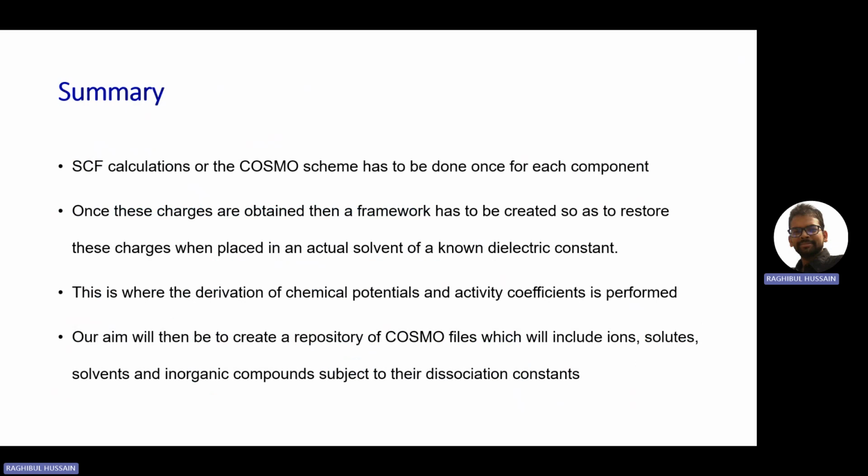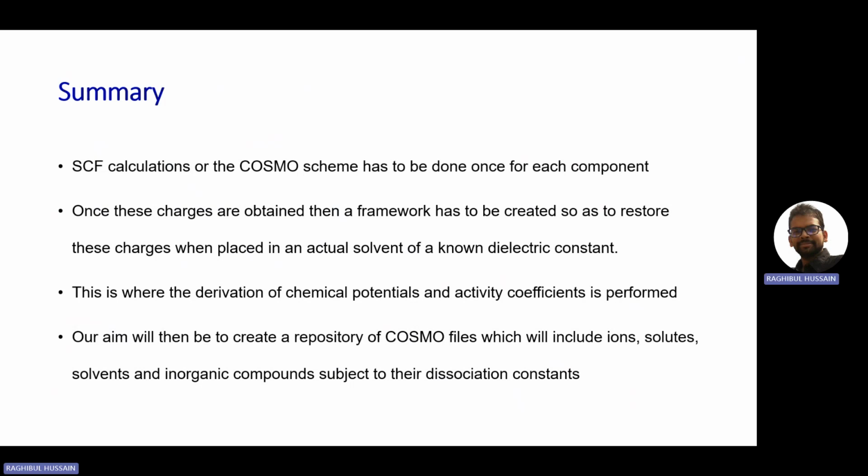So what is the summary? The SCF calculation has to be done only once for each component. Once these charges are obtained, a framework has to be created to restore these charges when placed in an actual solvent of a known dielectric constant. This is where the derivation of chemical potentials and activity coefficients is possible. As engineers, we are well acquainted with these terms, activity coefficients, which you read in thermodynamics. So activity coefficients can be predicted from unimolecular quantum mechanical calculation. That is our objective.